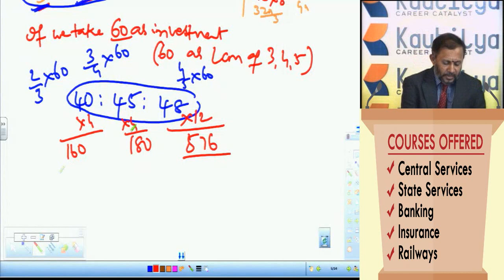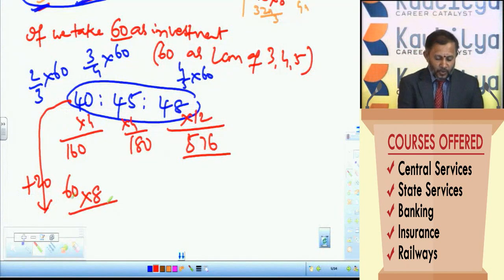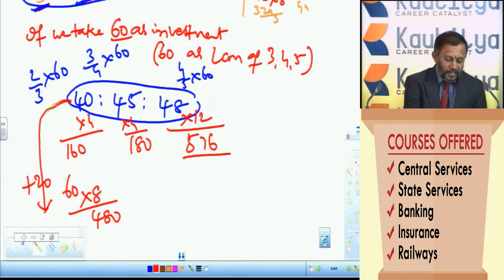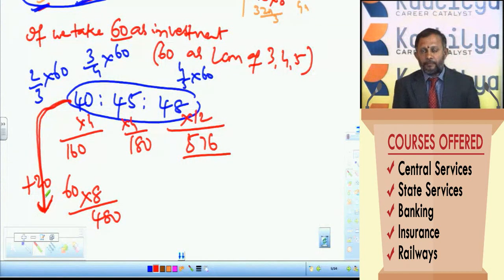And after 4 months, the investment of A is increased by 50% or half. So we have to observe half of this 40. So 40 plus 20, 60, that remains constant for the next 8 months. So 60 into 8, 480. The investment of A is increased by 50% or half, so half of 40 is 20. So 40 plus 20. Therefore the investment after 4 months will be 60, and that remains constant for the remaining 8 months.